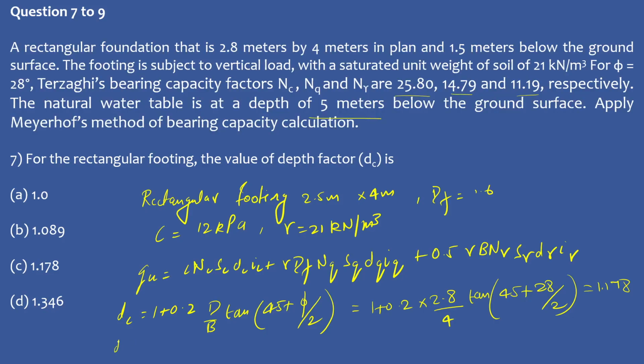Considering the other factors as well, which is the Dq and D gamma, 1 plus 0.1 D by B tan(45 plus phi by 2), 1.089. Yeah, so the correct answer is 1.08. Yeah, for Dq, D gamma is 1.1, but in the calculated answer Dc, yes, it's 1.178.